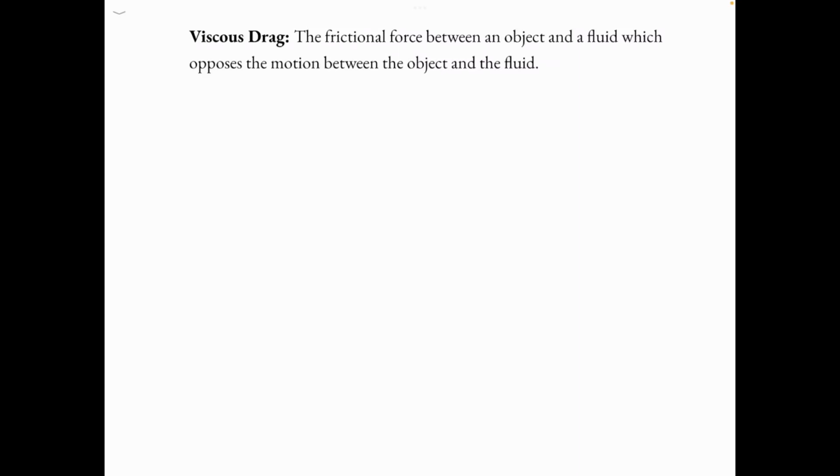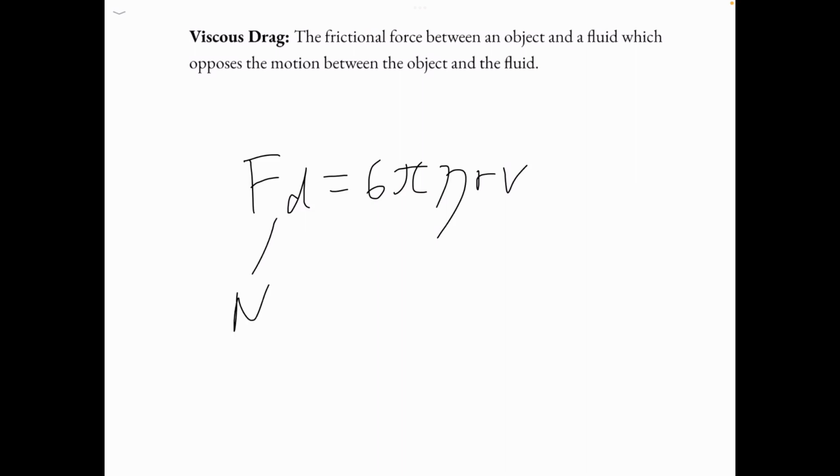Viscous drag is the frictional force between an object and a fluid which opposes the motion between the object and the fluid. This drag force is often from air resistance and can be expressed by Fd = 6πηRV, where Fd is the drag force in newtons, η is the fluid viscosity in newton seconds per square meter, R is in meters, and V is the velocity in meters per second.